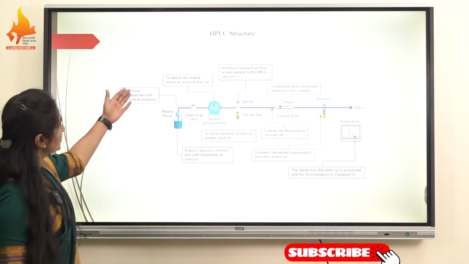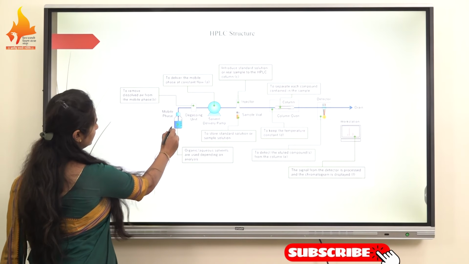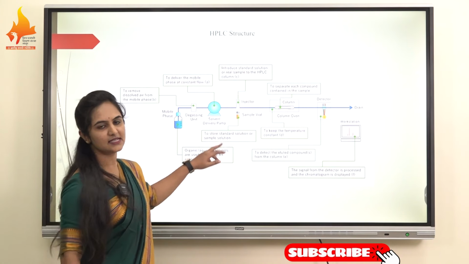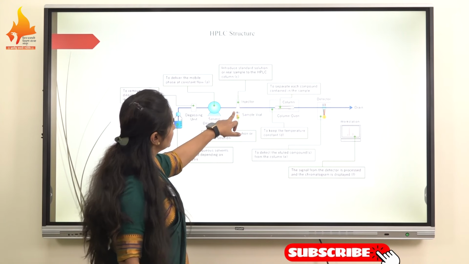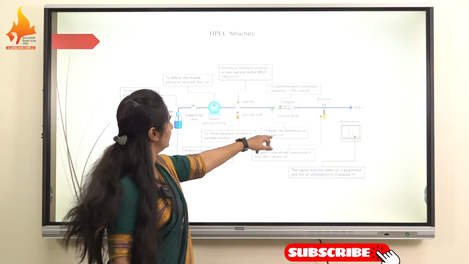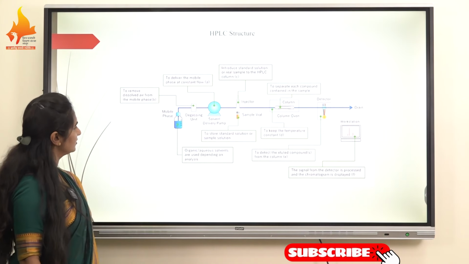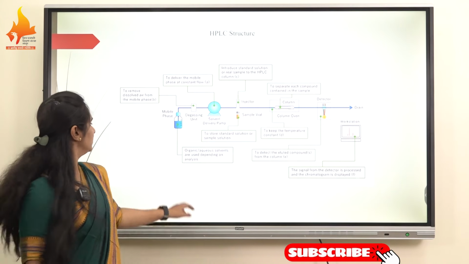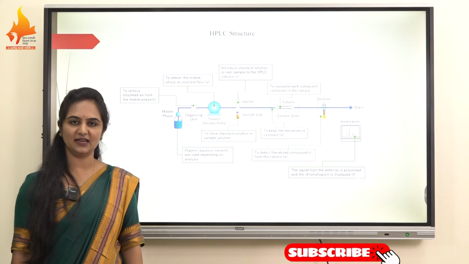This is the structure of HPLC. This is the mobile phase, then the degassing unit, then the solvent delivery pump, and the injector, which is connected to the column. Next, this is the detector. What is the role of the mobile phase? The mobile phase contains organic or aqueous solvents that are used depending on the analysis.